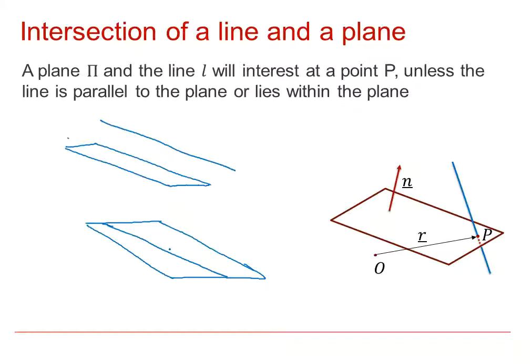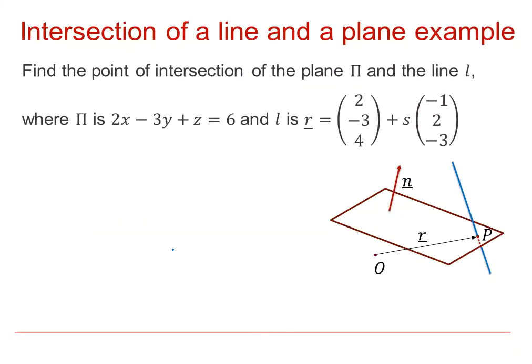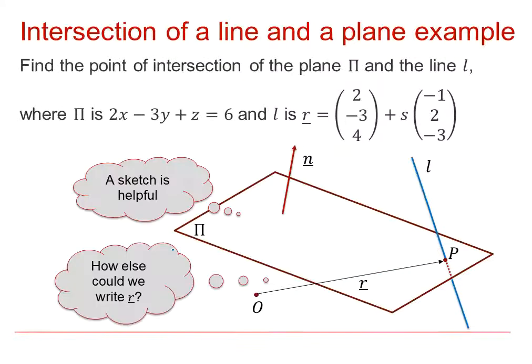So it's the first diagram that we're particularly interested in this lesson, where the line will meet the plane at a point P. So in this example, can we find the point of intersection of the plane with the line? The plane has been given in Cartesian form, which contains an x, y, z, and the line has been given in vector form.